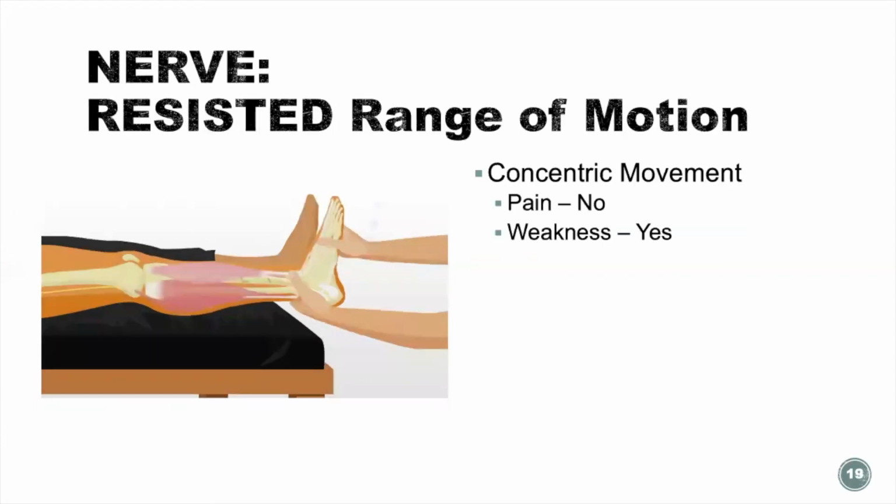And then with resisted range of motion, again, we're not going to have the pain, but when we're assessing for weakness, we will find weakness in those areas because the nerve transmission is being blocked because of the injury itself. It will not have as much force behind that contraction. So, in that concentric movement, they will experience weakness, but we will not be seeing pain, which is different than what we saw with our muscles.